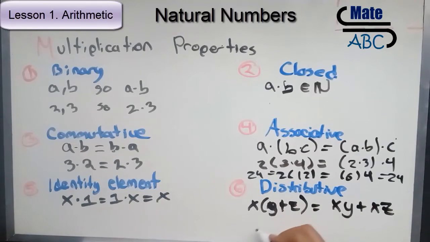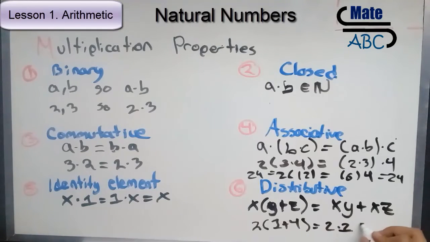So for example, we have 2 times (1 plus 4) equals 2 times 1 plus 2 times 4, and this is 2 plus 8, which is equal to 10, and on the other side we have 2 times 5, and this equals 10.